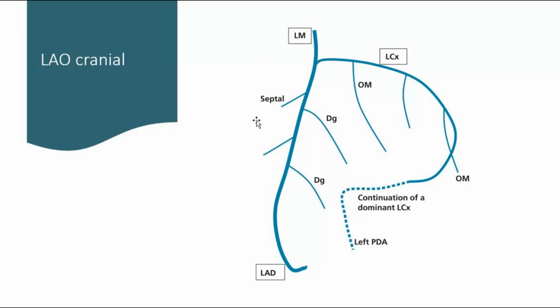So here this is LAO cranial, and when you see the angiogram, up here is the left main and straight down is the LAD. Sometimes it gives you this mustache look. On the right side we have the left circumflex that branches out to the OMs, and the LAD branches into septals and diagonals.